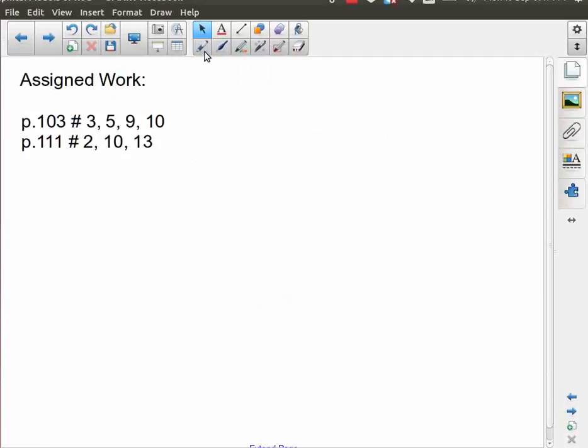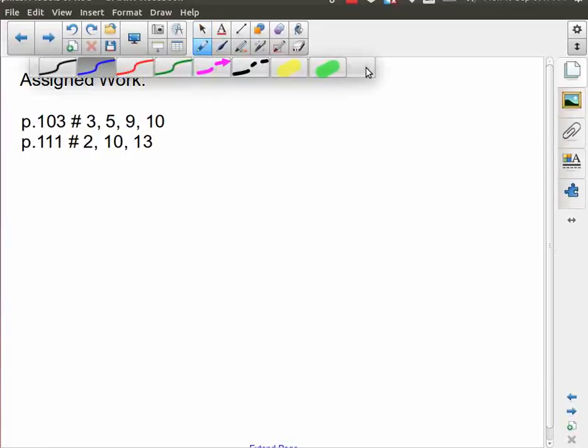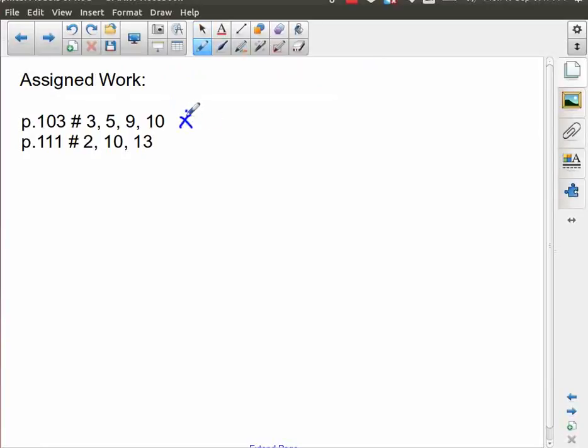Okay, that's it for this lesson. Just a little side note, the assigned work here, really, page 103 is the stuff that is related to these graphs, and then the work on page 111 is really just some extra practice that covers many of the concepts that we've been going over so far in this unit. And that's it for the lesson.